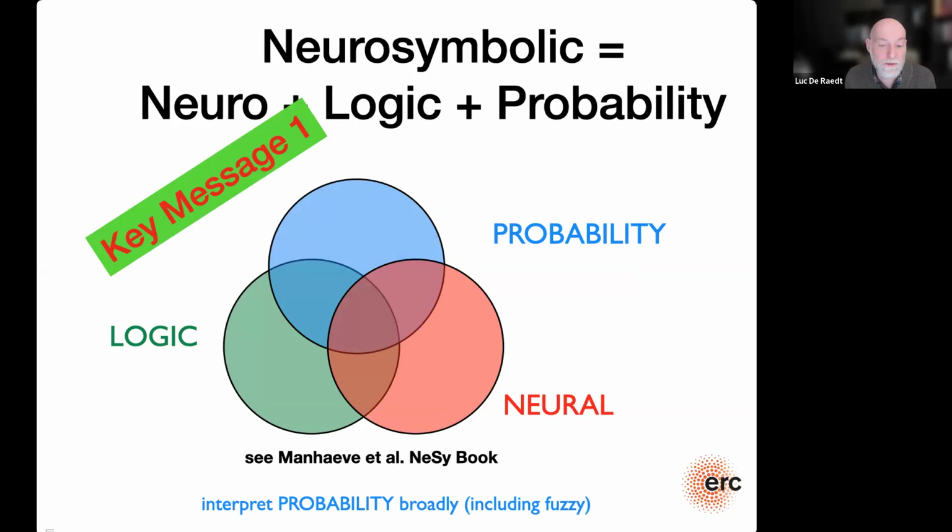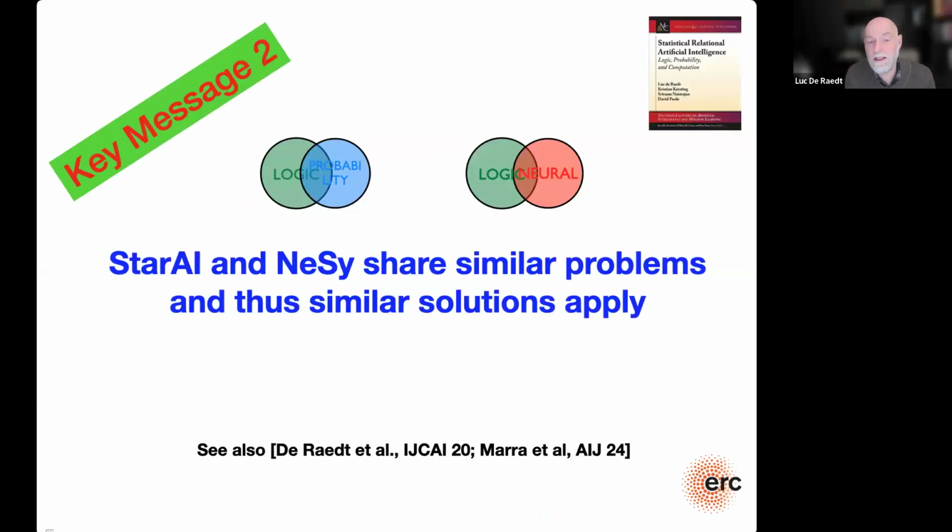And you can interpret probability in a broad way. People have also been using fuzzy as a kind of alternative for probability, and there are many systems that do that. There is a caveat, a catch though, that I will talk about later: fuzzy often has semantic problems and problems with gradients, as has been shown by Emil van Krieken.